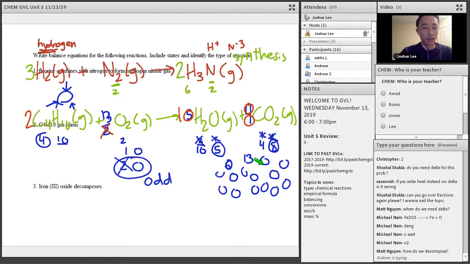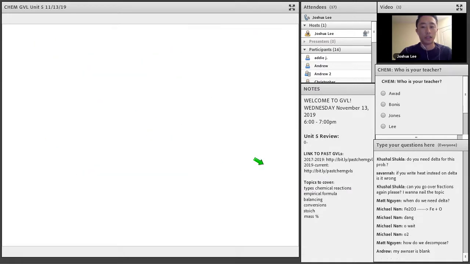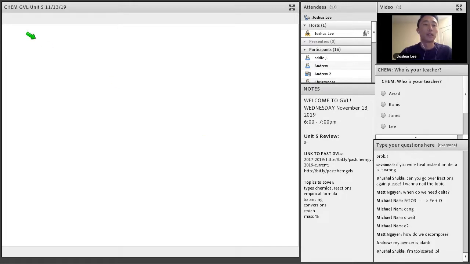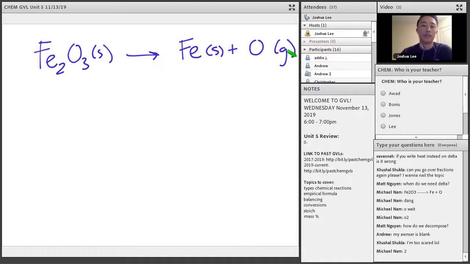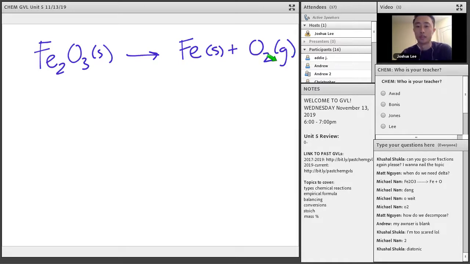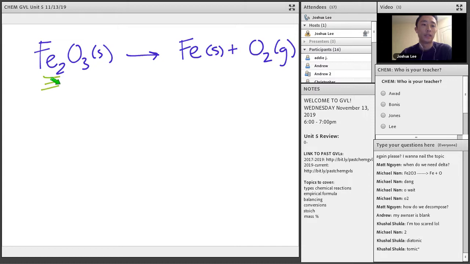Iron 3 oxide decomposes. So this obviously is a decomposition reaction. So iron 3 oxide is going to be Fe2O3 solid decomposes into Fe solid plus O gas, but you should remember that oxygen is diatomic. So then at this point you just have to balance. You have 2 irons here, so you put a 2 here, so your irons are good. 3 oxygens here, 2 oxygens here, so crucial.